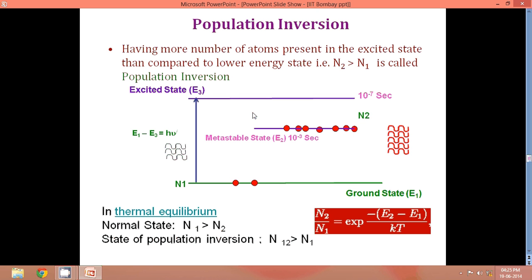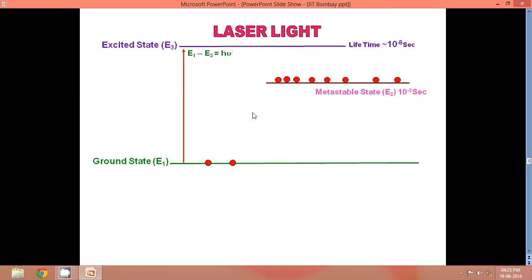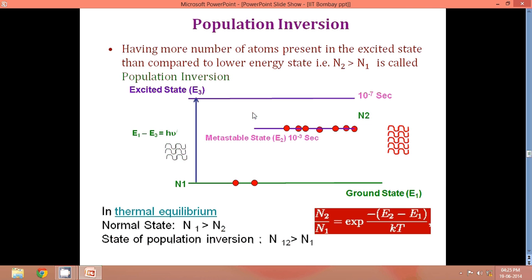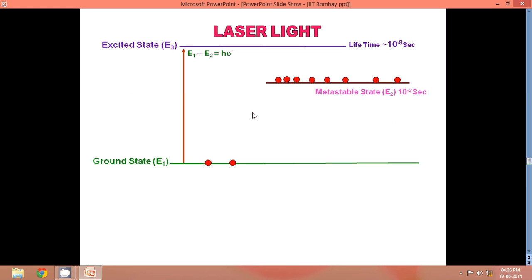Now out of this, atoms in the excited state, at least one of them will undergo spontaneous emission and gives out a single photon, and this photon has a frequency equal to the difference of energies between the two levels E1 and E2.